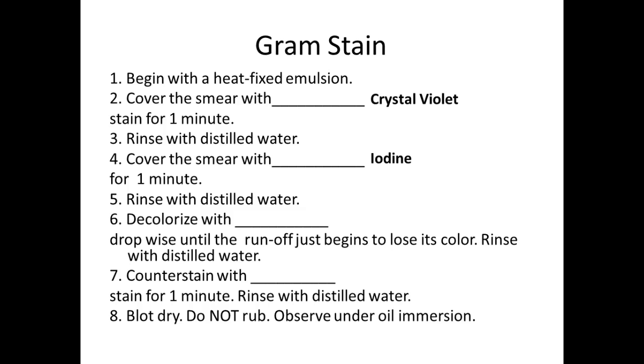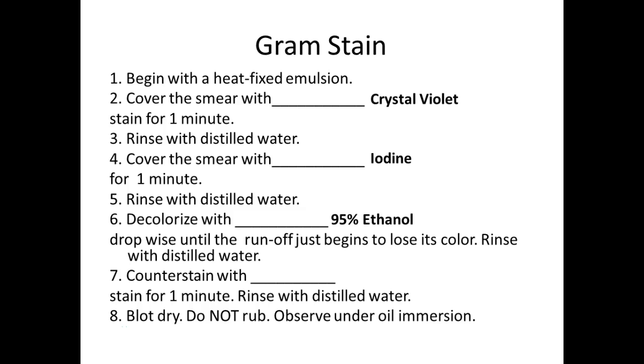Again, rinse, and then we decolorize. And what do we use to decolorize? An alcohol, a specific alcohol, ethanol. I remember this one we want to do drop-wise until it just starts to lose its dark purple color to those drops. You don't want to do it till it's clear. You could over-decolorize, remove it even from your gram positives.